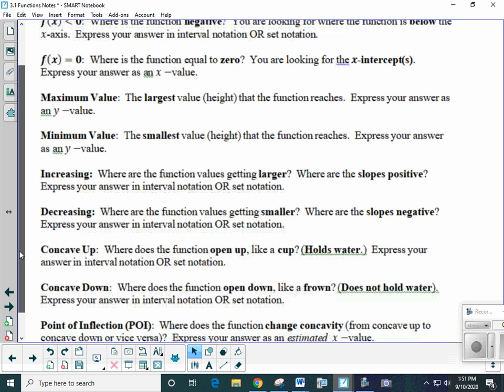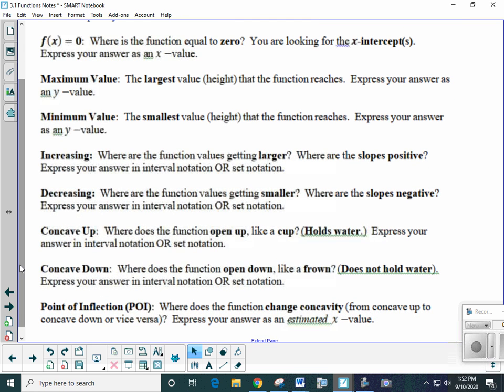And a point of inflection is where a function changes concavity from either concave up to concave down or vice versa. For right now, those are going to be estimated values for points of inflection. As we get into calculus next year, you'll find a way to find exact values for points of inflection.